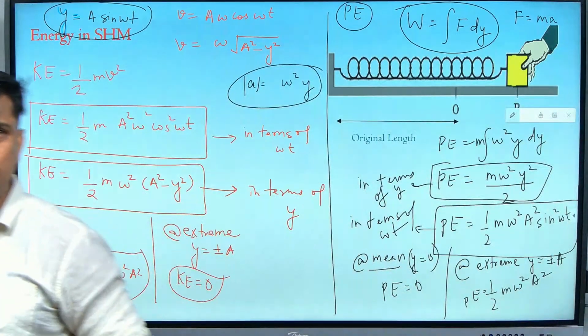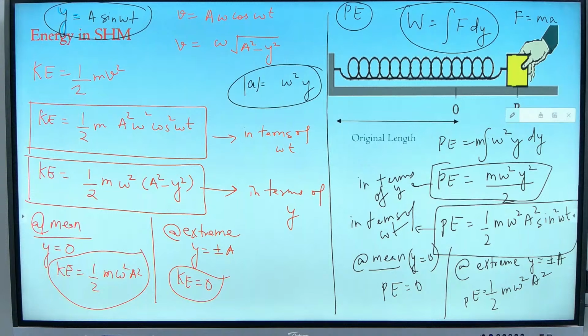Don't get confused if your school would have taken x is equal to a cos omega t and derived all these things. The steps remain the same. Today's homework is that only: you will go and do the same thing in terms of x is equal to a cos omega t. Everything will remain the same. Just check what changes.